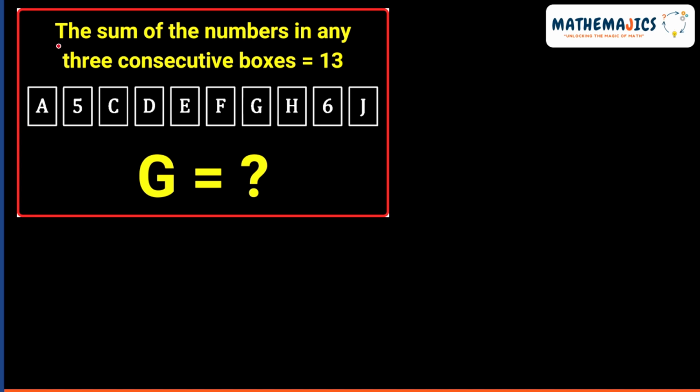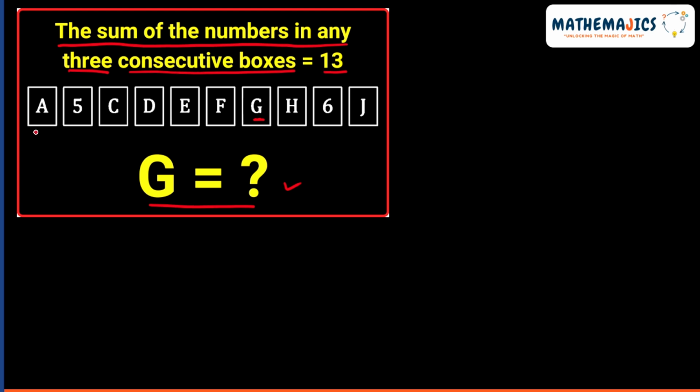In this question, it is given that the sum of the numbers in any 3 consecutive boxes is 13. And we need to find the value of g. The value of g is missing here. We need to find that. And these are the boxes. So if we choose any 3 boxes, the sum will be 13.